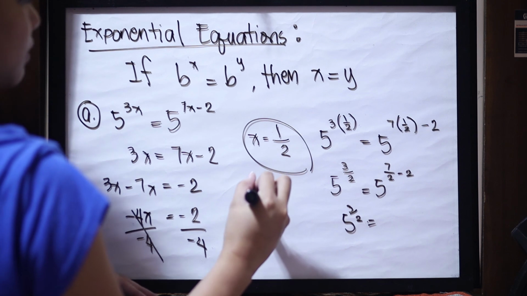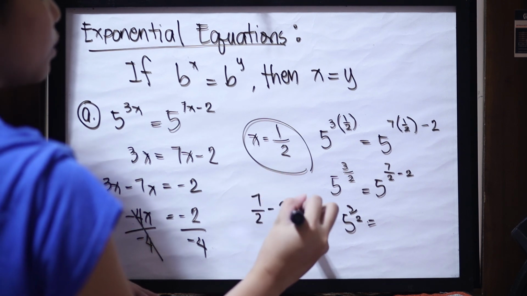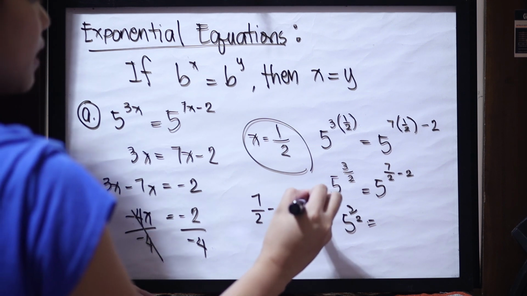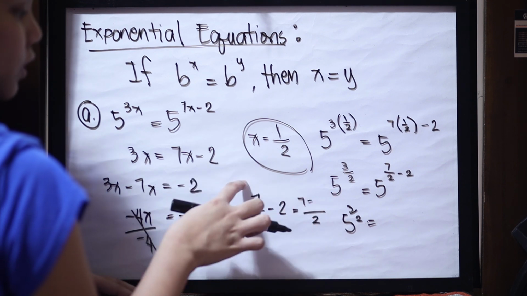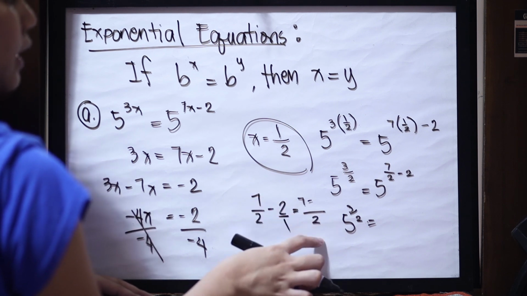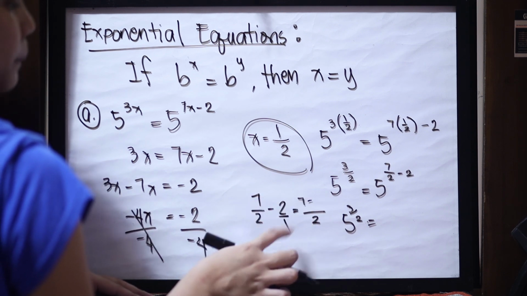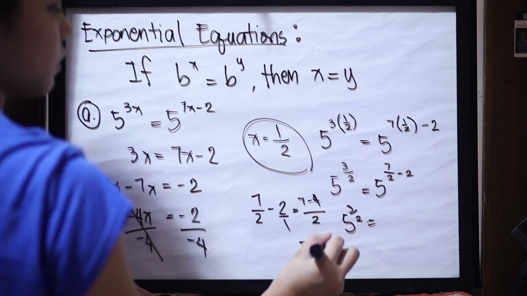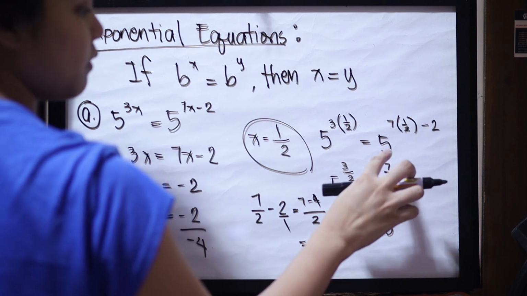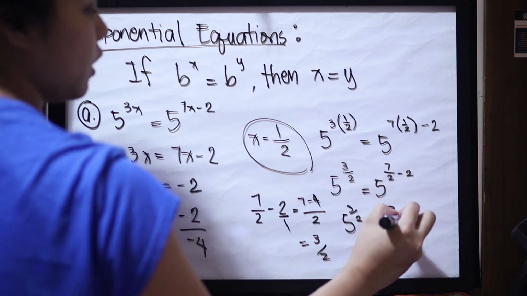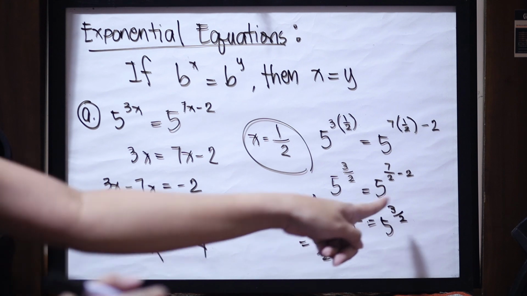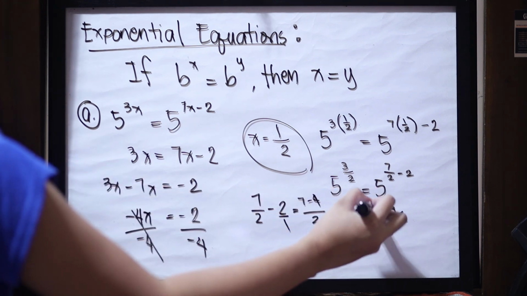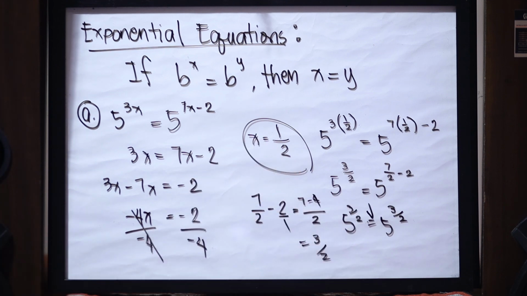Ayoko na, ma'am. Charot. So, 7 over 2 minus 2, you rewrite it, you get the LCD, tapos ito ay 7. LCD divided by the denominator times the numerator. Ito din, ganon. LCD divided by the denominator times the numerator. So, 4. Ito ay magiging 3 over 2. So, ibig sabihin, yung 7 over 2 minus 2 ay 3 over 2. So, ayan na po yun. Ayun, makikita nyo yung exponent nila ay the same. Or makikita nyo naman na, ayan, the same na silang dalawa. Ibig sabihin, tama yung x value na nakuha mo.